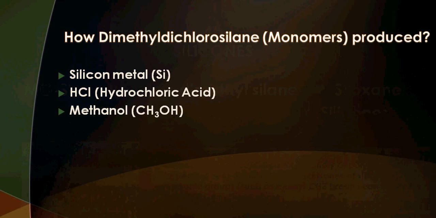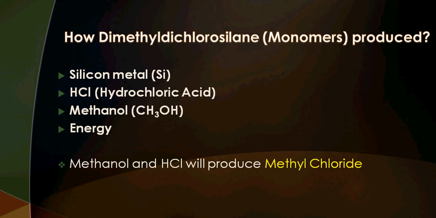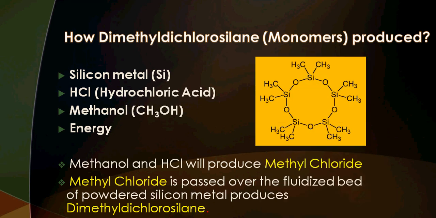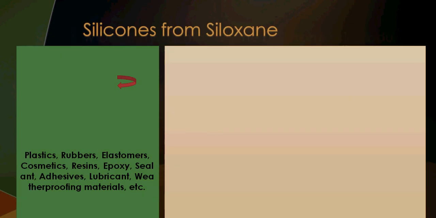How are dimethyl dichlorosilane monomers produced? We need silicon metal, that is metallurgical grade silicon, and we need hydrochloric acid, and we need methanol, and we need energy. Methanol and hydrochloric acid will produce methyl chloride. Methyl chloride is passed over the fluidized bed of powdered silicon metal and produces dimethyl dichlorosilane. This is the structure of dimethyl dichlorosilane.